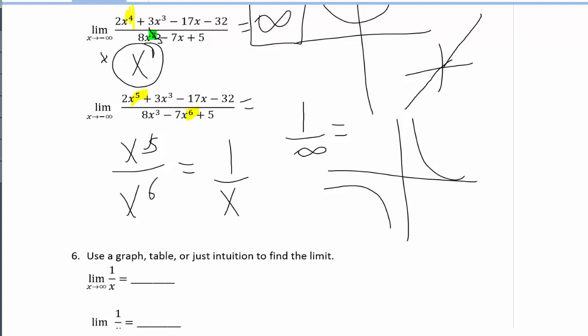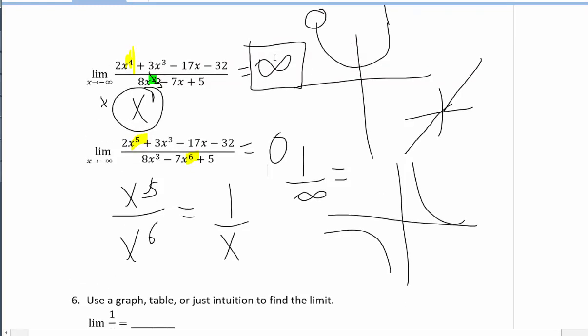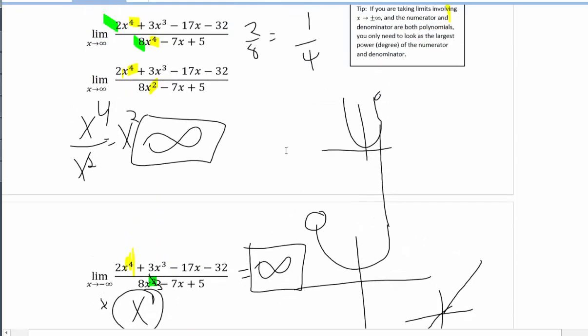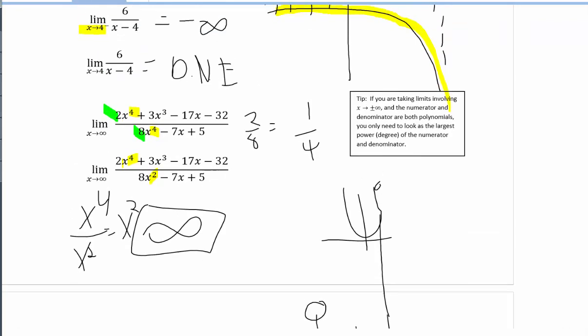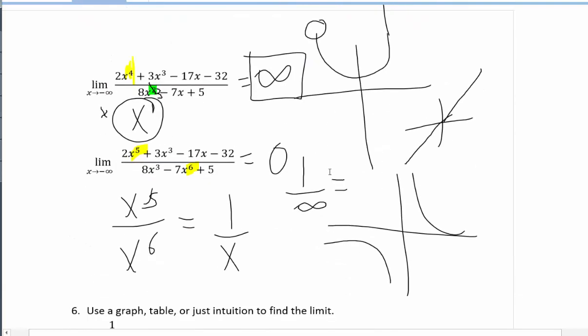So if ever your top power is bigger than the bottom, you'll notice it goes to either infinity or negative infinity if you have an odd value. But if your bottom power, like the 6, is bigger than your top highest power, the 5, it's going to go to 0. And if your highest degrees tie for these polynomials, it will be the quotient of the coefficients. So that's a good little rule, and you don't have to memorize that. You can just use your intuition.